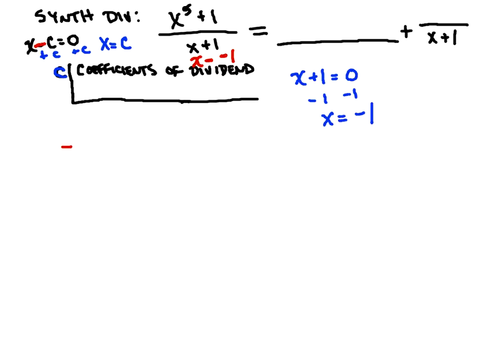So my c is negative 1, and the coefficients of my dividend are 1 for x to the 5th. I have 0x to the 4th, 0x cubed, 0x squared, 0 x's, and a 1.